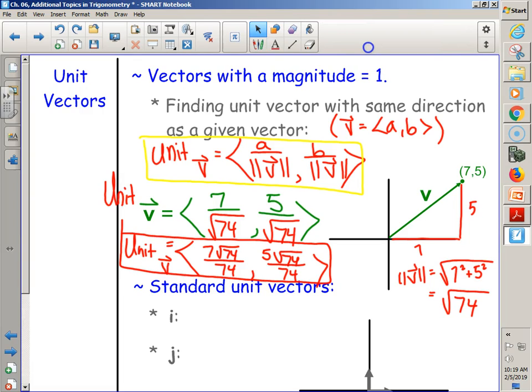But the current length is, well, root 74. Any mental mathers out there? Isn't that somewhere between 8 and 9? Between 64 and 81? 8 point something, something, something. Not 1. So how do I make it 1? How do I make it a unit? Divide.